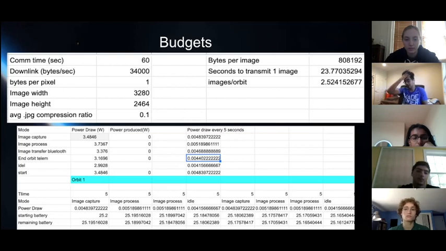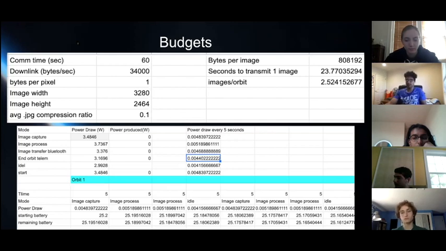So the bottom is our power budget. Like Sam and Hassan talked about earlier, we were told that we can do 10 orbits and we have 10 minutes to do it. So we use the link budget and the power budget to determine what we're going to do, what state the Raspberry Pi will be in, and we decided to split it up into 5-second intervals.